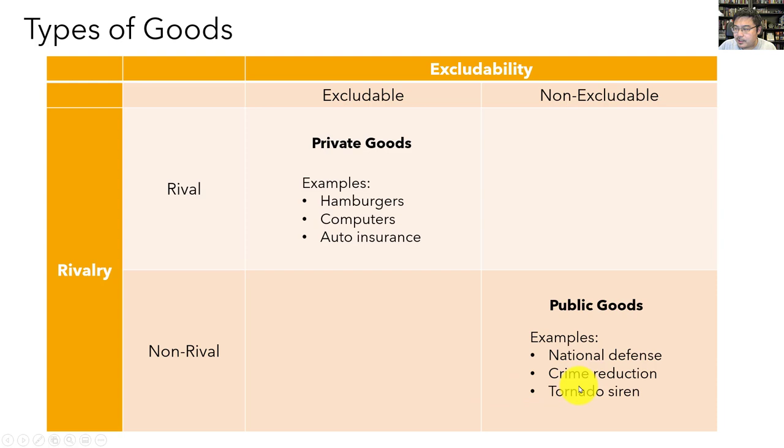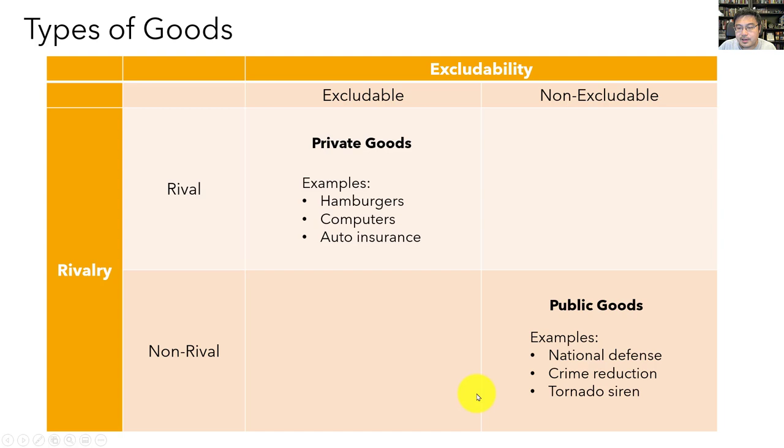All right, a tornado siren is another example of a public good because it's also non-rival and non-excludable. It's non-rival because one person hearing the tornado siren and being warned about a tornado doesn't prevent anyone else from hearing it and being warned. And it's non-excludable because once the tornado siren has been provided, it's hard to exclude anyone in the community from hearing it when it goes off.